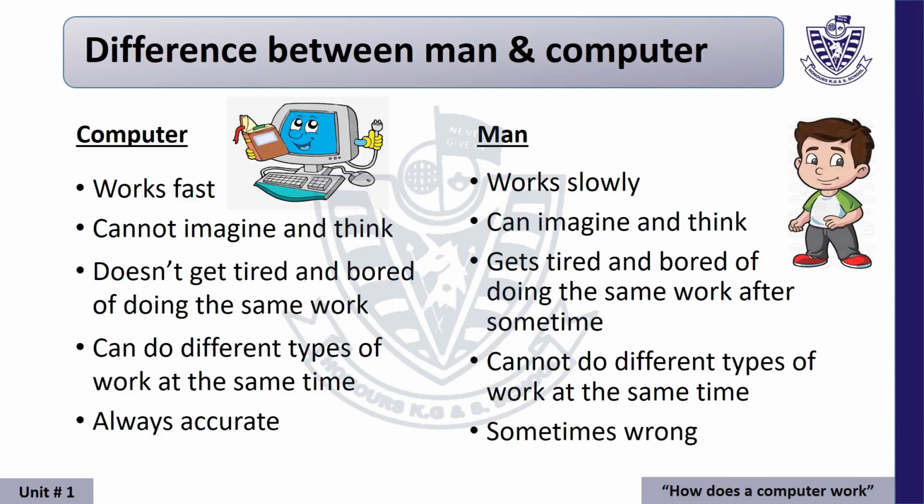Computer does not get tired and bored of doing the same work. A man gets tired and bored of doing the same work after some time. Computer can do different types of work at the same time. A man cannot do different types of work at the same time. Computer is always accurate, while a man is sometimes wrong.